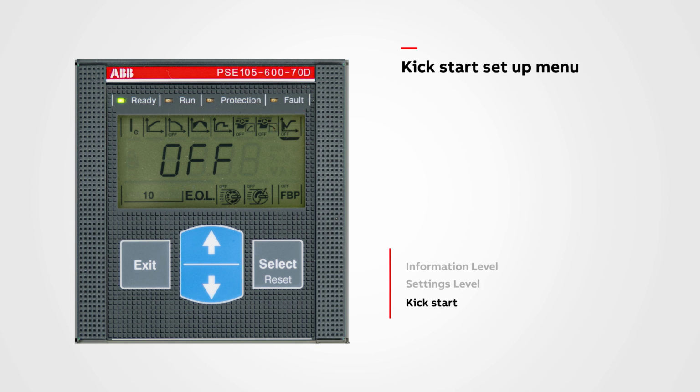Through this parameter, you can enable or disable the functionality. Selecting off will result in disabling kickstart. Default value is off. Selecting a level will automatically enable the function. The setting range of kickstart is adjustable between 30 to 100% of the nominal voltage. It can be set on any of the predefined voltage levels.